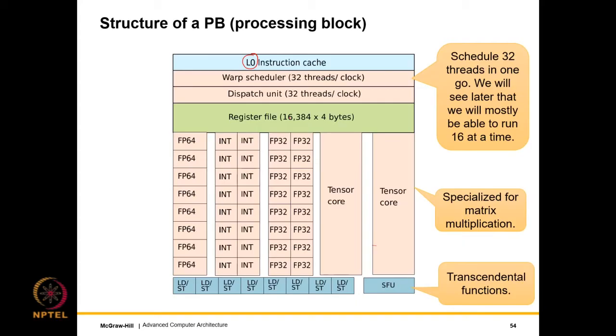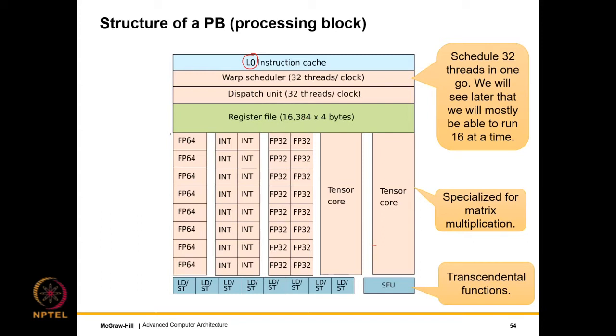So in principle, even though PTX does assume that we have an infinite number of registers, it is not that far from reality, because we have 16K 4-byte registers, which is a lot of registers, roughly 64 KB of space. Such a large register file is required mainly for data locality as well as to support the very high levels of parallelism that we have within a PB.